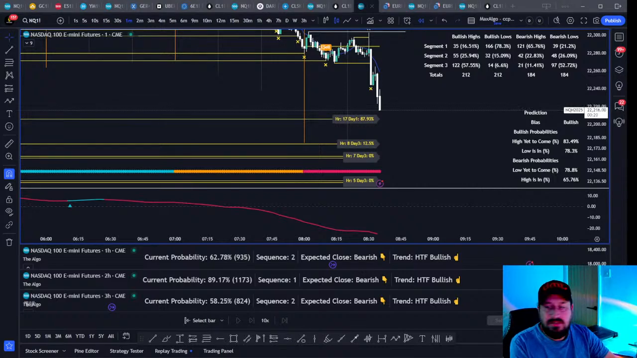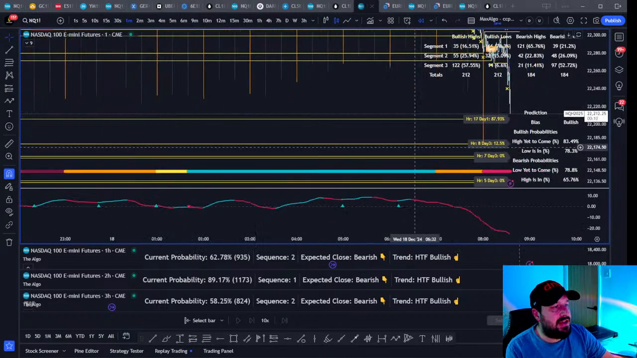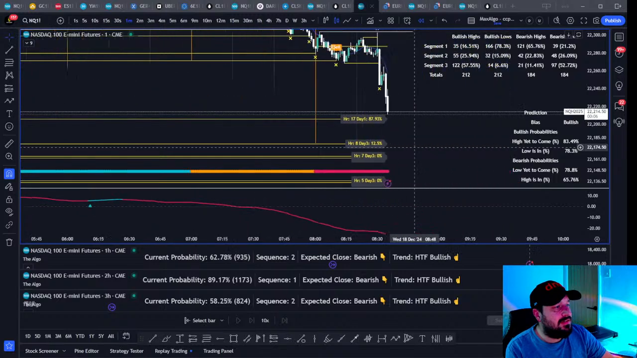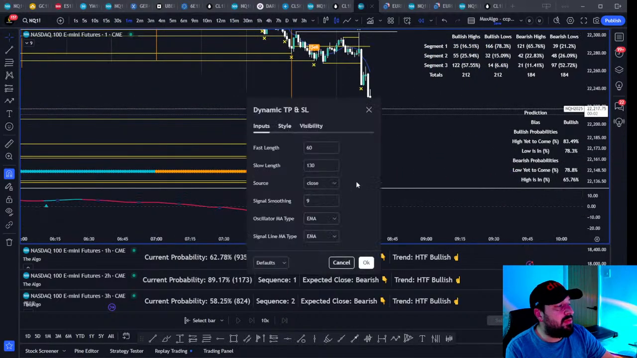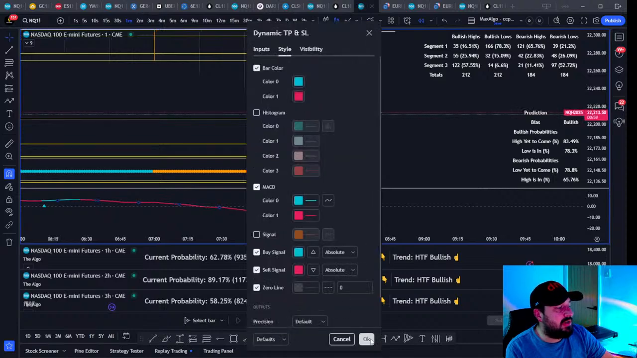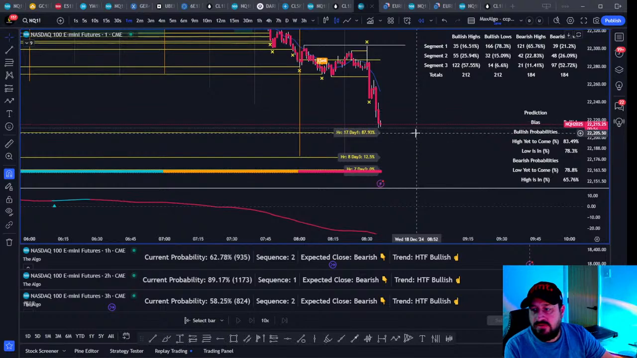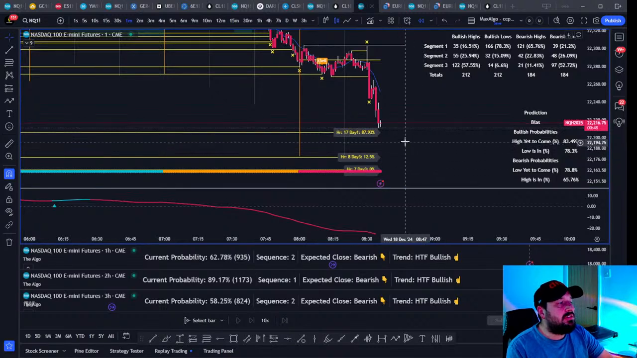Yes. There it is, last target. Can we tap it? Come on. So we can put dynamic TP colours on, right? Let's just put the bar colours on. Look, we've been red. Look at that redness all the way through.